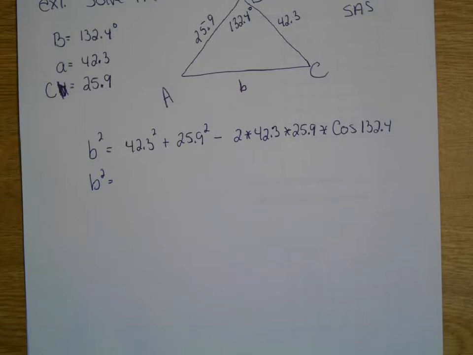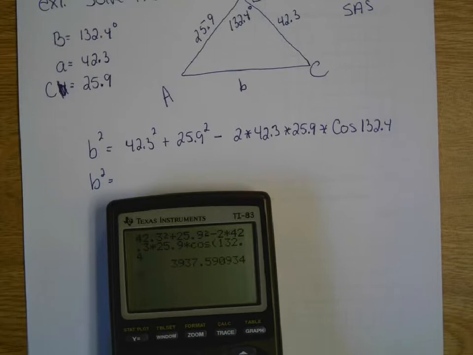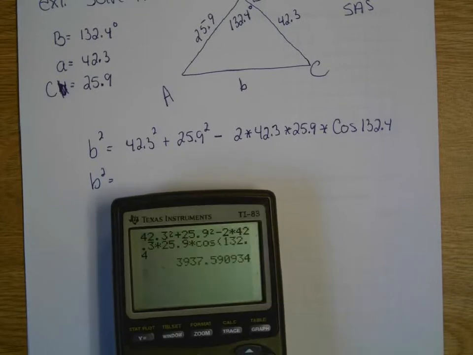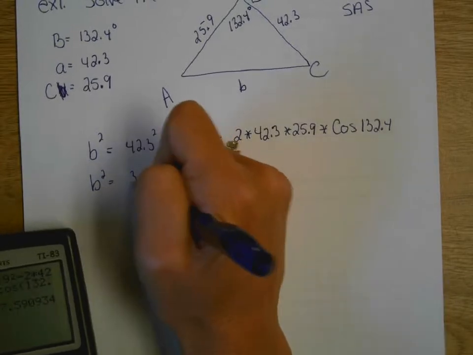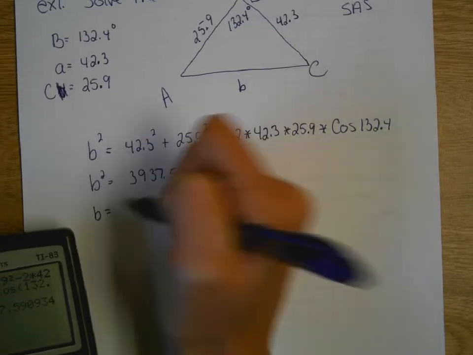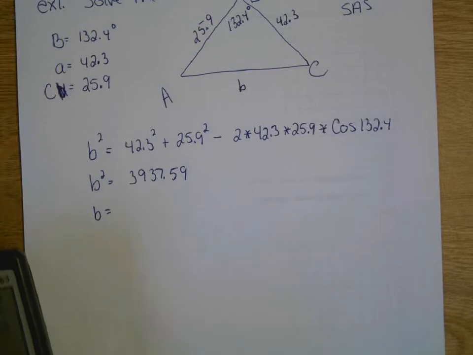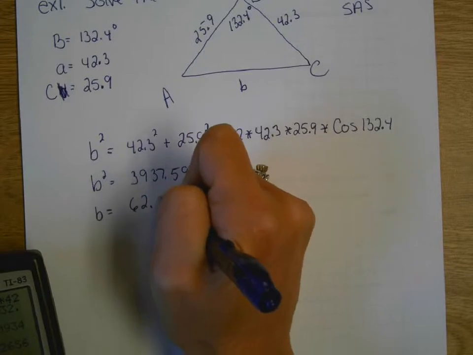I got an error. Oh, wait, it's a degree. I thought it was second. When I did my one line, I got 3,937, but that's b squared. So you have to square root that to get b. 62.8.